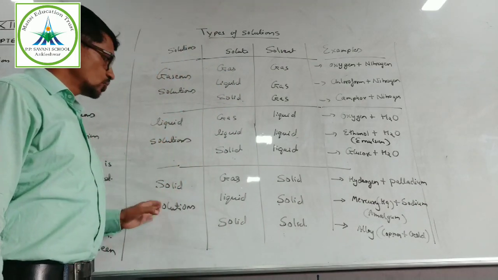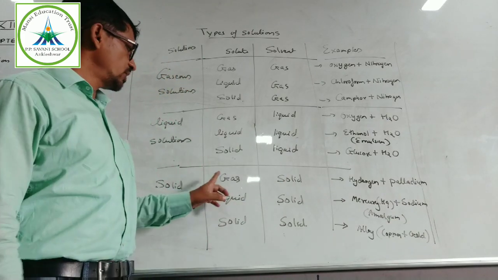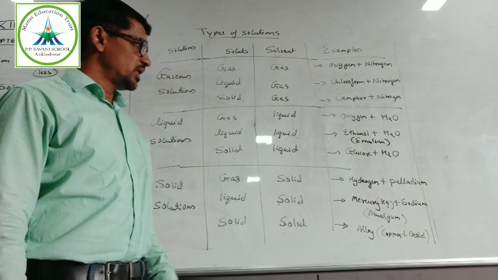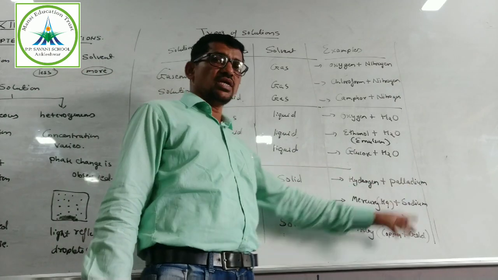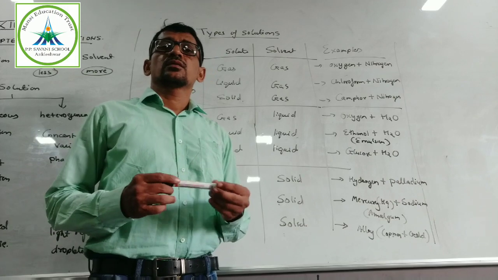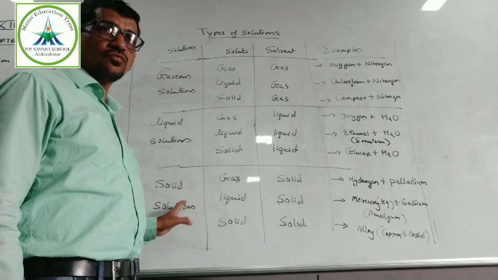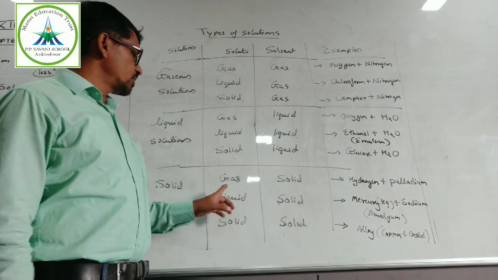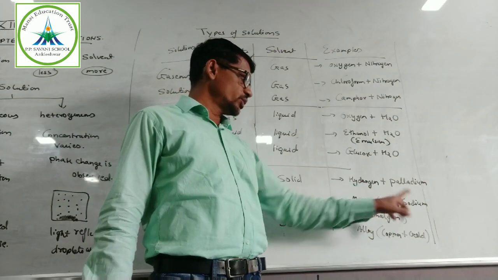Third example is the solid solution. In a solid solution, the solvent is solid. So if you mix gas in solid, example hydrogen in palladium. Okay, palladium is a solid. So if you add hydrogen in palladium, that will come under the title solid solution. Mostly in alloy industries or metallic industries, this type of solid solution is used. From that, different alloys are present. Second example is liquid in solid, so mercury in sodium.